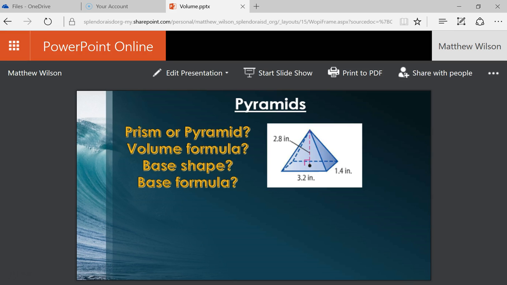So even if it didn't tell me that it was a pyramid, I see that it has only one base down here, and all 4 lines come up to one single vertex. That meets the definition of a pyramid, so I know it's a pyramid. I know the formula to find the volume of a pyramid is V equals capital BH divided by 3.